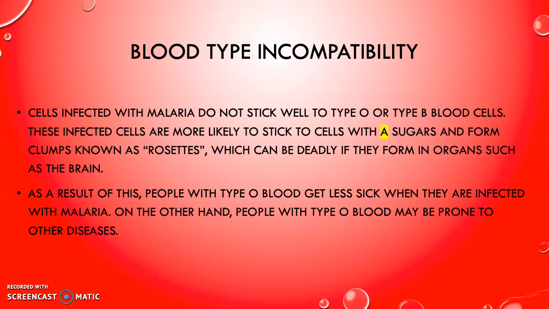Cells infected with malaria do not stick well to type O or type B blood cells. And these infected cells are more likely to stick to cells with A sugars on them and form clumps known as rosettes, which can be very deadly if they form in organs such as your brain. As a result, people with type O blood get less sick when they are infected with malaria. On the other hand, people with type O blood may be prone to many other diseases that the blood cells can't really fend away.